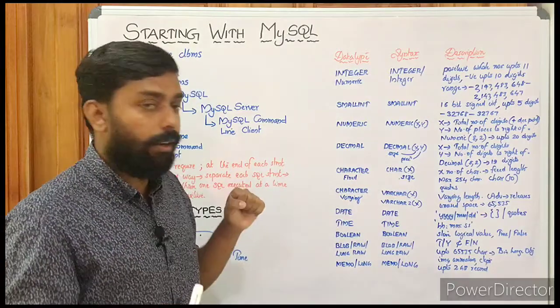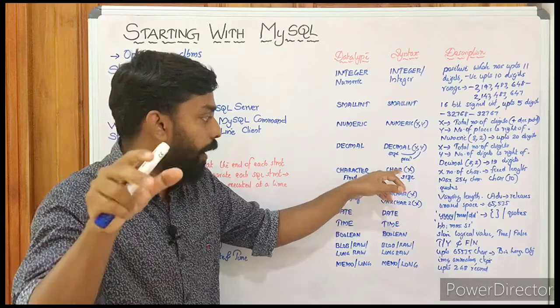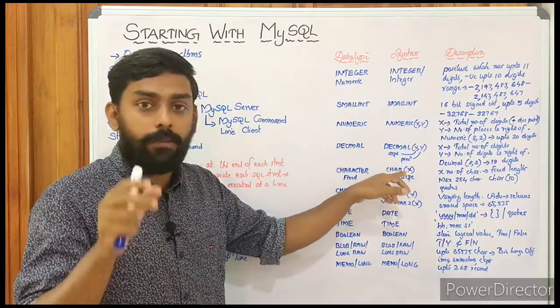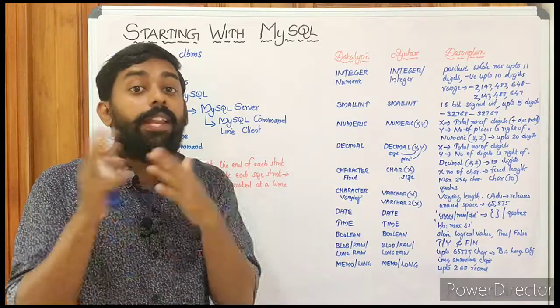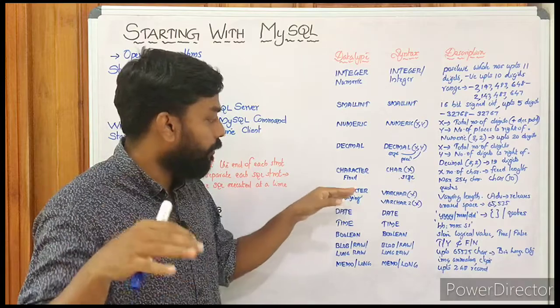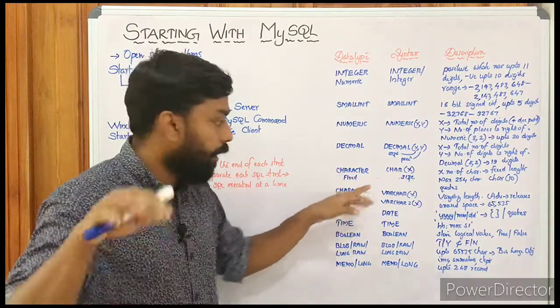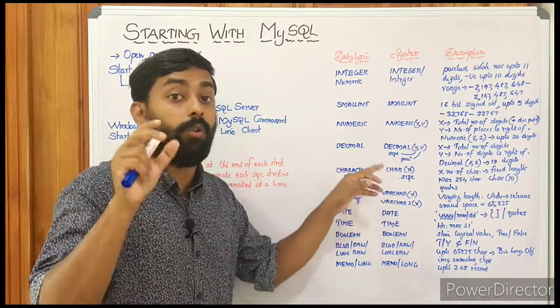Now let's move on to character, or fixed length character. The syntax is char x, where x stands for the size. It's used for fixed length character. We have another one for varying length, the next one, varchar. So the types are character fixed and character varying, and the syntax is char x for the size, then varchar x or varchar2 of x.